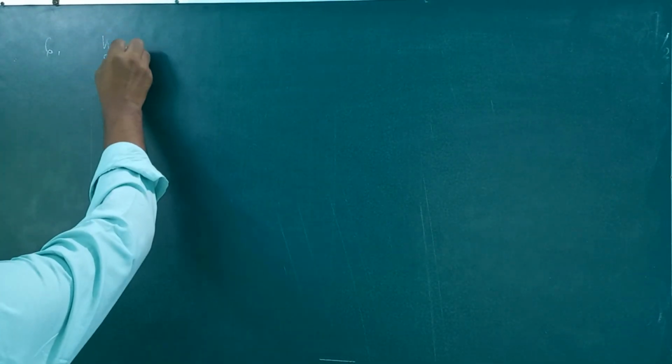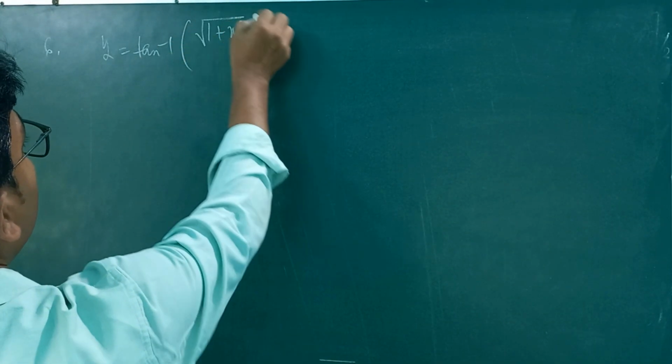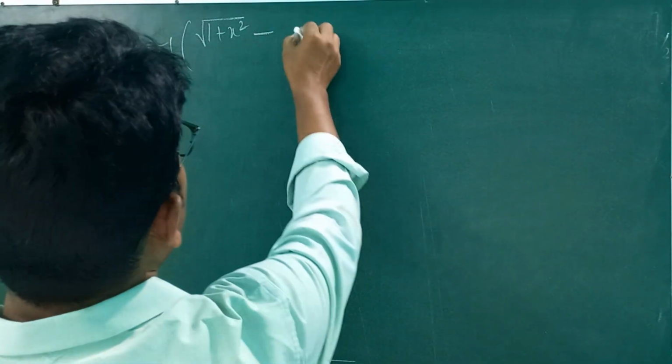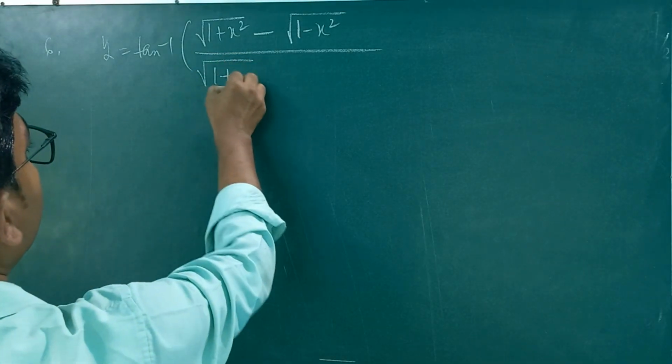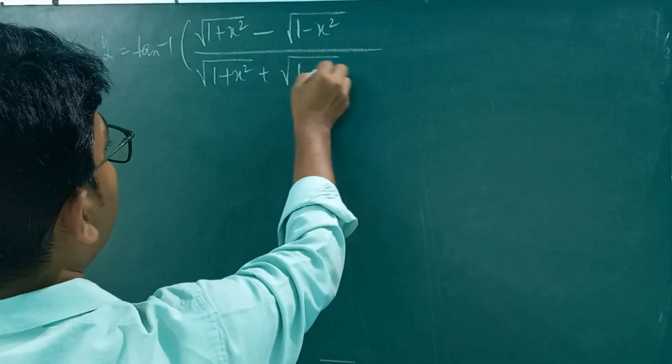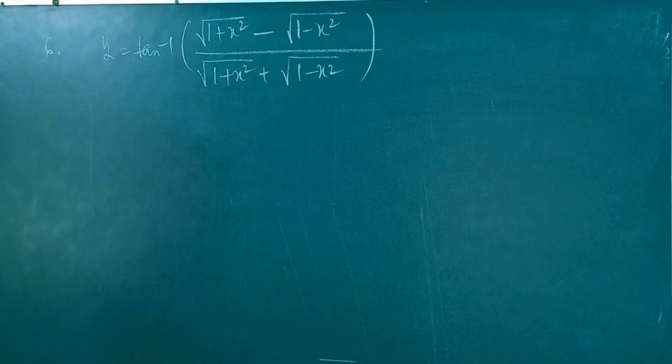Number 6, y equal to tan inverse of square root of 1 plus x square minus square root of 1 minus x square, over square root of 1 plus x square plus square root of 1 minus x square. We have to calculate its derivative. Here also we will do some trigonometric calculation before doing our derivative.